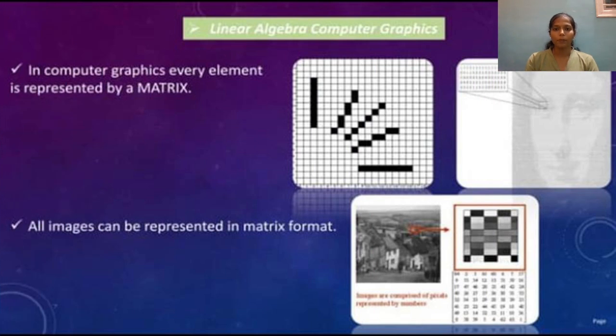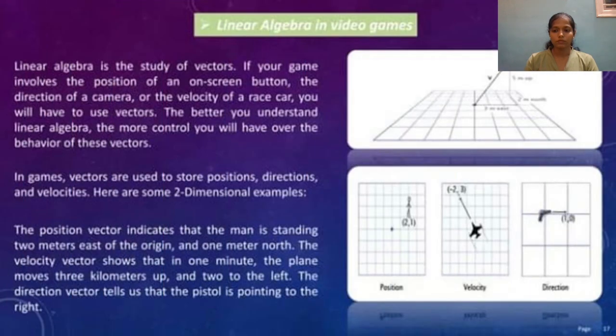Linear algebra in computer graphics. In computer graphics, every element is represented by a matrix. All the images can be represented in a matrix format. The right side images show that every image is represented in matrix form.